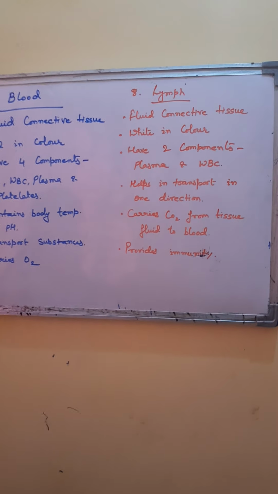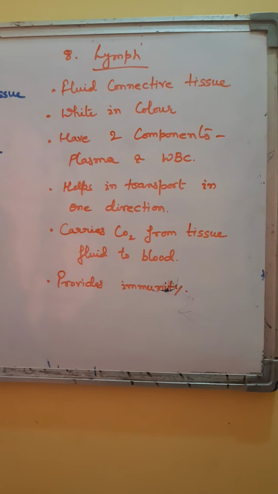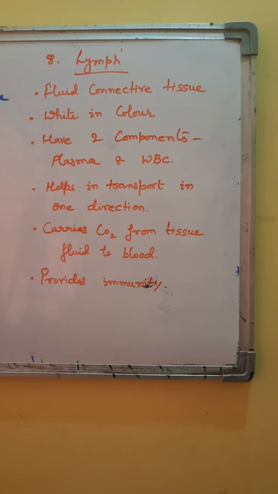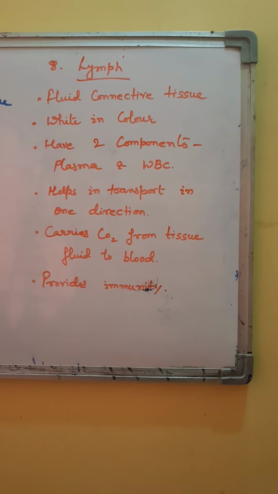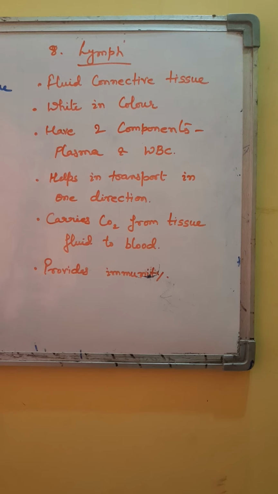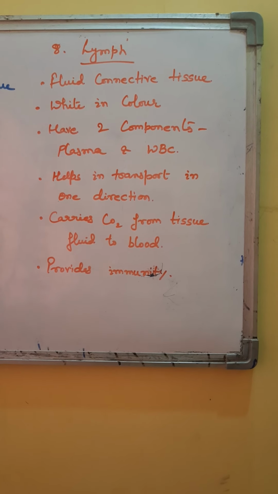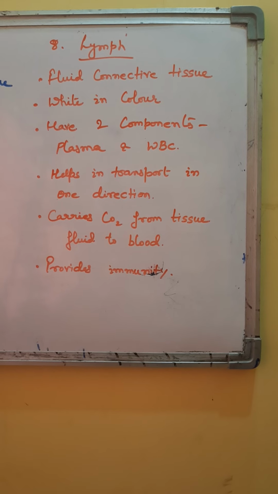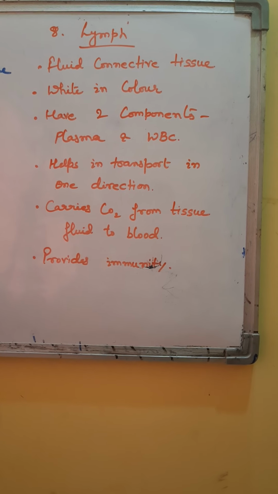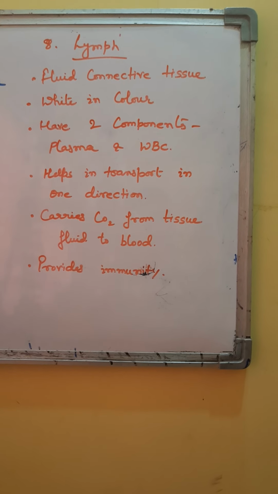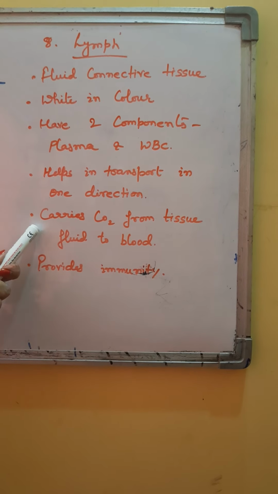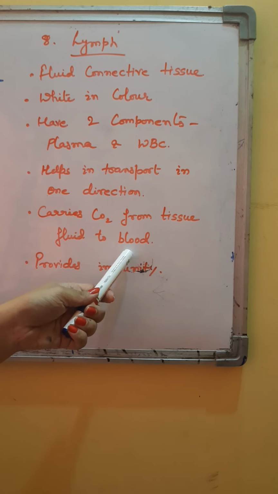Lymph helps in transport of substances only in one direction. Lymph forms tissue fluid and it carries substances from tissue to blood only. So for a short distance in one direction it carries some substances. It cannot carry oxygen, as it lacks hemoglobin or RBC. It carries some digestive substances, some nutritive substances, larger fat globules, some amino acids, etc., only for a short distance from tissue fluid to blood. Also, it carries CO2 back from tissue to blood.